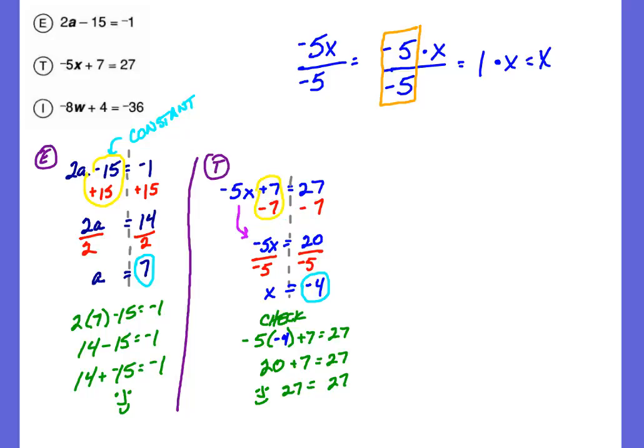All right, we have one more on this page, then we'll go put those answers in to the puzzle. And then it's just about time for me to stop and let you keep working some on your own here. We're going to do problem I. So for problem I, we have negative 8w plus 4 equals negative 36.